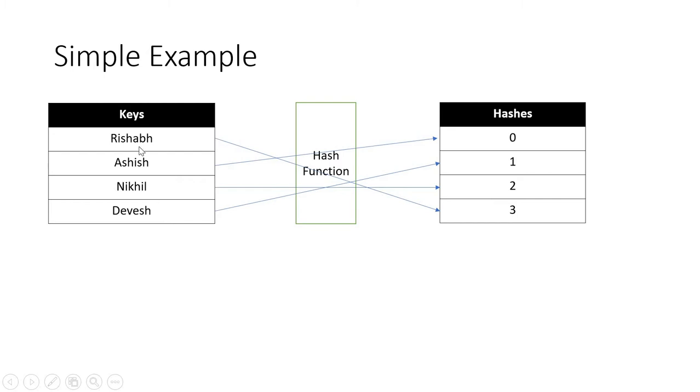Let's say you have multiple keys present and you want to store those keys on a particular location in your hash table. So what we do is we take a key, we use a hash function to find out the hash location. So here for Rishabh, we get the hash function value as 3. So it is stored at the third position. Similarly for Ashish, it is stored at the 0th position. So this way we can use a hash function to find the hash value.